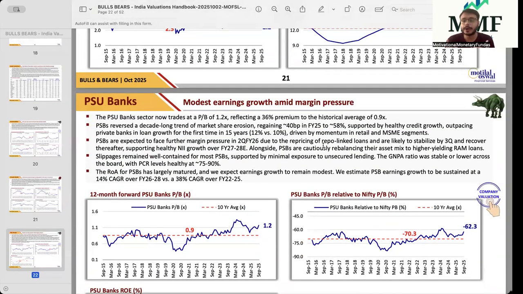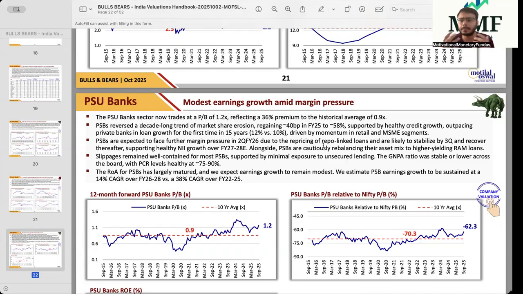The problem is with the PSU banks, which trade at a 36% premium. They're trading at a 1.2x price to book value multiple. The average has been 0.9x. Majorly their books are linked to the external benchmark lending rate, right? So their NIM compression will be less as compared to private banks. But the problem with the public sector banks is they hold much of the held-till-maturity securities, on which they have to pay that higher interest rate, right? So that can be an issue.